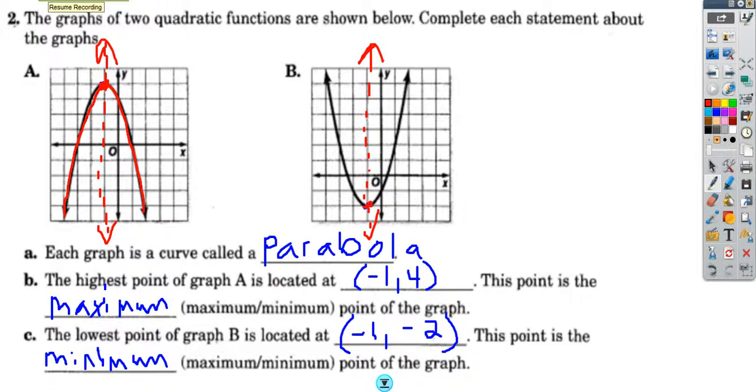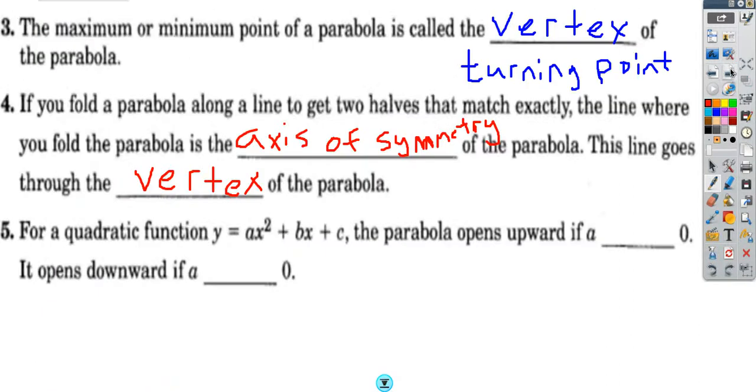So this red line on graph B represents the axis of symmetry of B. If I fold that over on that line, the two parts of the parabola will be exactly the same. So going back here with what we just talked about, if you fold the parabola along a line to get two equal parts, then we have our axis of symmetry, which goes right through the vertex every time.